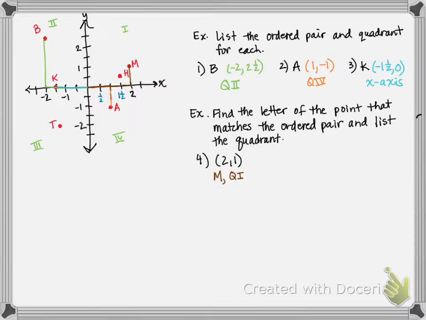Next one says find what's located at -1.5, -2. Okay, so I'm going to go ahead and start at the origin. I'm going to go to -1.5. So it takes me where K is, but then I'm going to go down to -2. Oh, look where I ran into. I ran into T. And that's in that double negative place, quadrant 3.